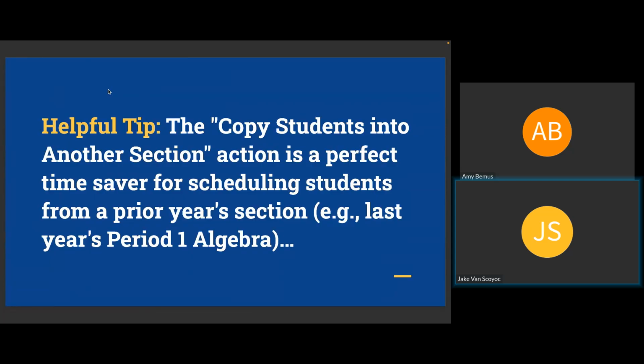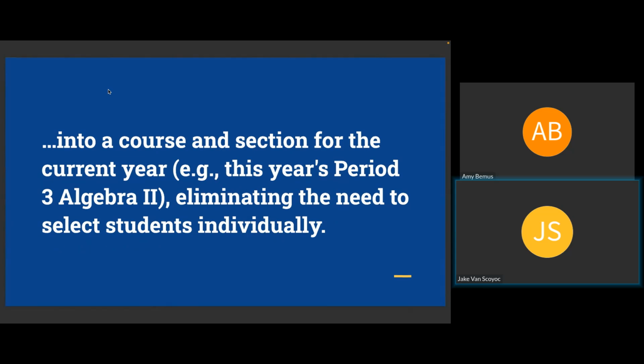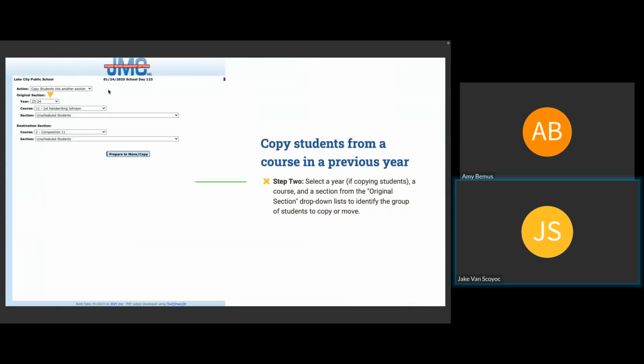Helpful tip, the copy students into another section action is a perfect time saver for scheduling students from a prior year's section. For example, last year's period 1 algebra into a course and section for the current year. For example, this year's period 3 algebra 2, eliminating the need to select students individually. And I think Amy's going to speak to this here during our live look.